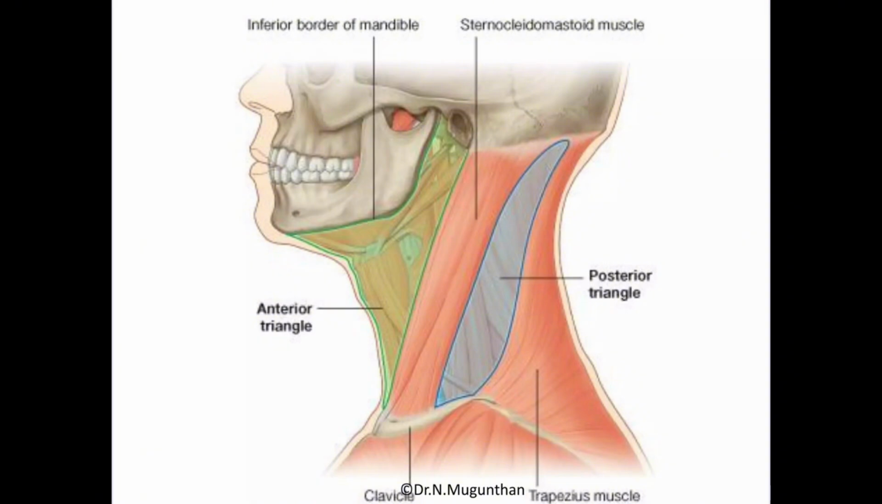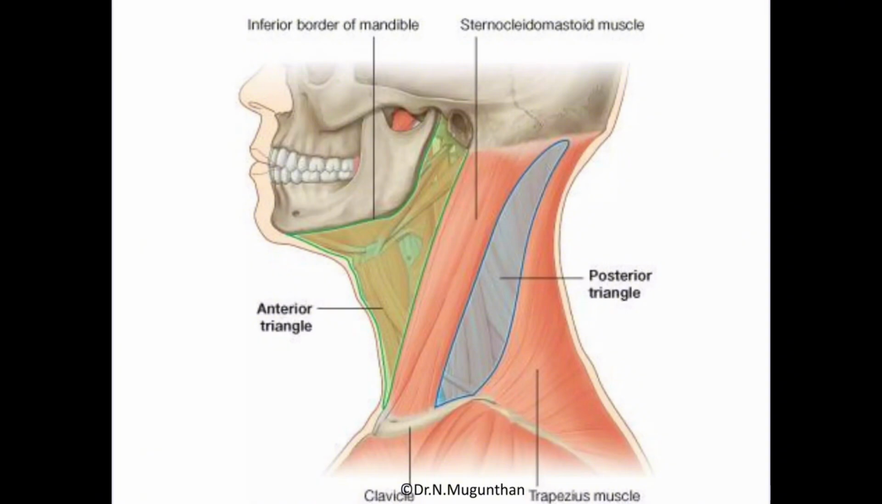Don't forget, its apex is directed upwards and backwards toward the mastoid process, and its base is the clavicle. So you can see it in between the mastoid of the skull and the clavicle below. It is a triangular shaped space located at the side of the neck behind the sternocleidomastoid muscle. Upwards you can see the mastoid process, and below you can see the clavicle.